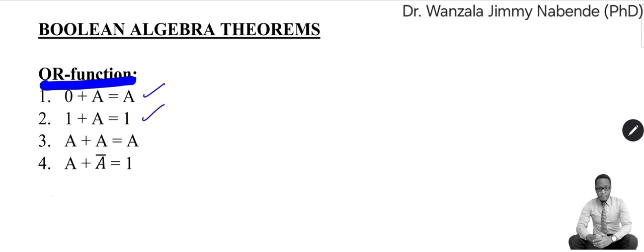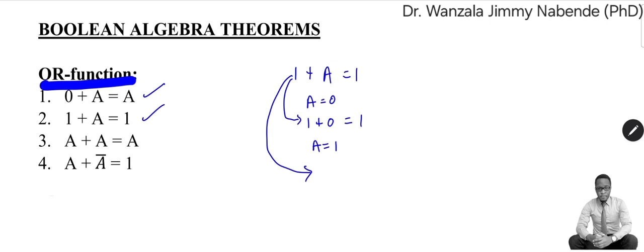The second one, 1 plus A is equal to 1. If A is equal to 0, then this will be 1 plus 0, giving us a 1. But if A is equal to 1, then this will be 1 plus 1 equal to 1. For those wondering why we have 1, it is that in the binary system there is only a 0 or a 1.